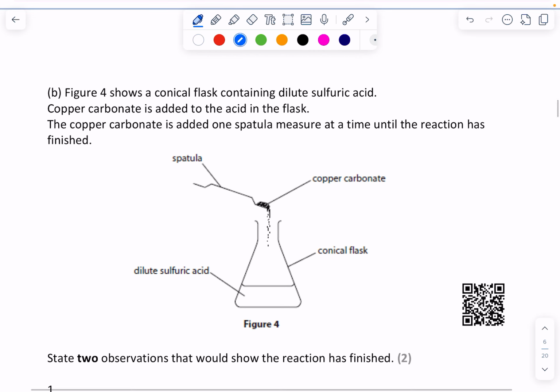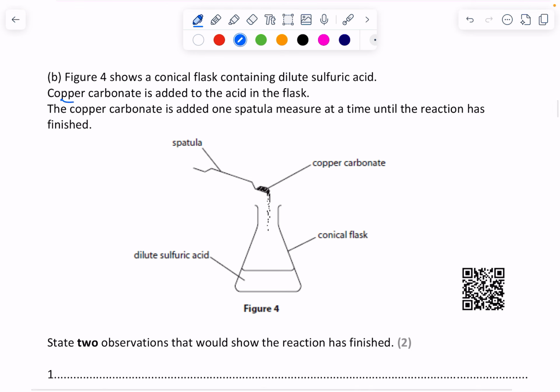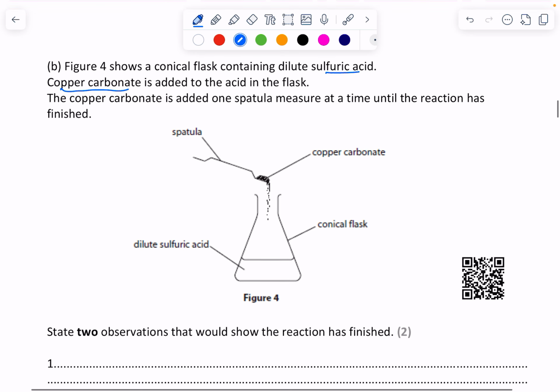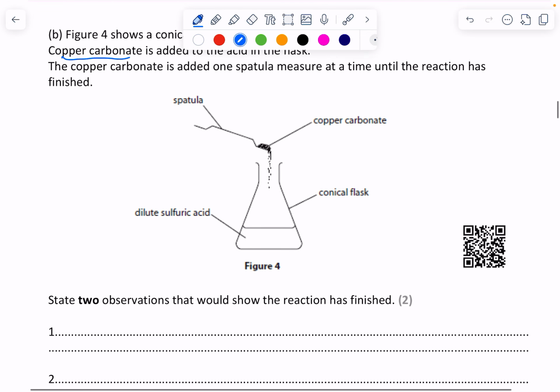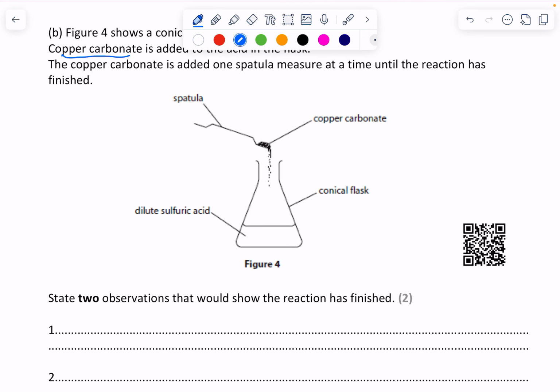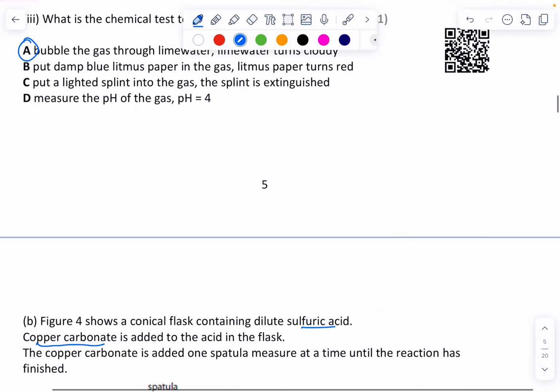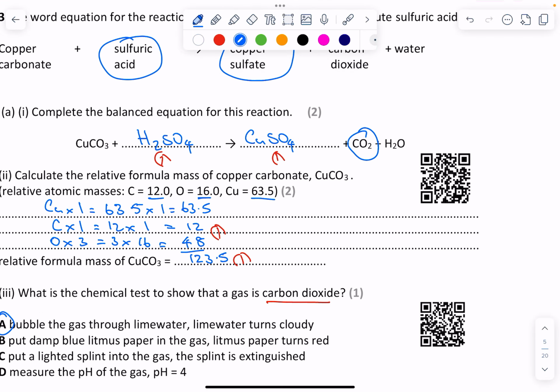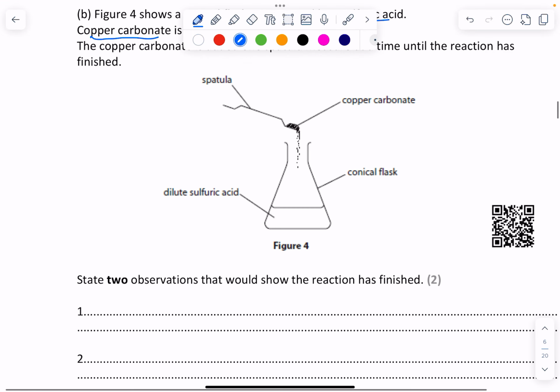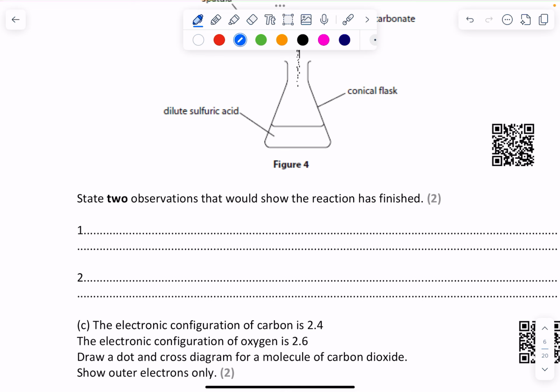And then we have got experimental setup showing they are reacting copper carbonate with the acid. The copper carbonate is added until the reaction has finished. How would you know when the reaction is finished? Well, this reaction, as you've seen, produces carbon dioxide gas. So one thing you would see indicating the reaction is finished is there would be no further fizzing, because the acid no longer will react with the carbonate.